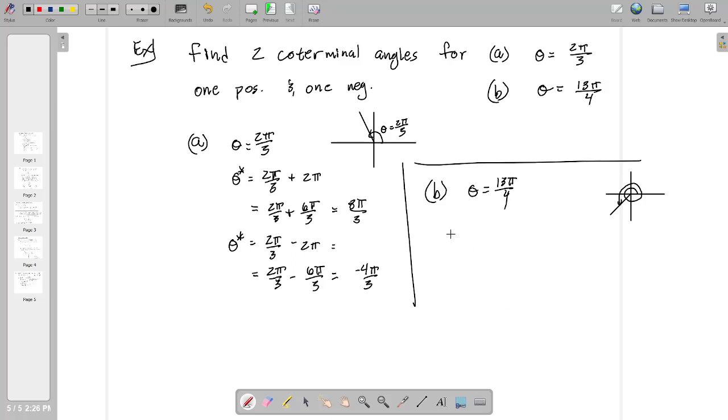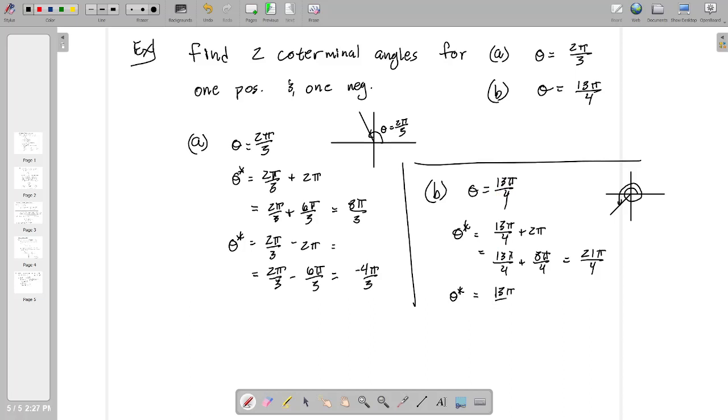So again, in order to find a coterminal angle, assuming we don't know what the angle looks like, we can add 2 pi. We have 13 pi over 4 plus 2 pi. This will be 13 pi over 4 plus 8 pi over 4, which gives us 21 pi over 4. So we can say then that 21 pi over 4 is coterminal with 13 pi over 4. Now let's find the negative one.